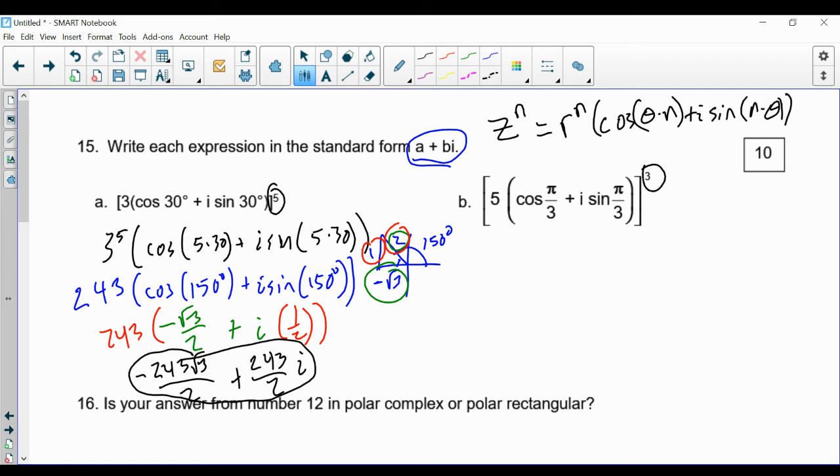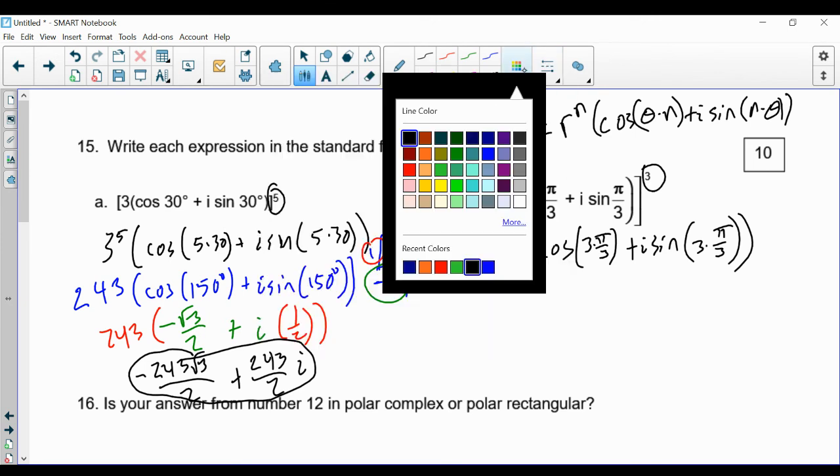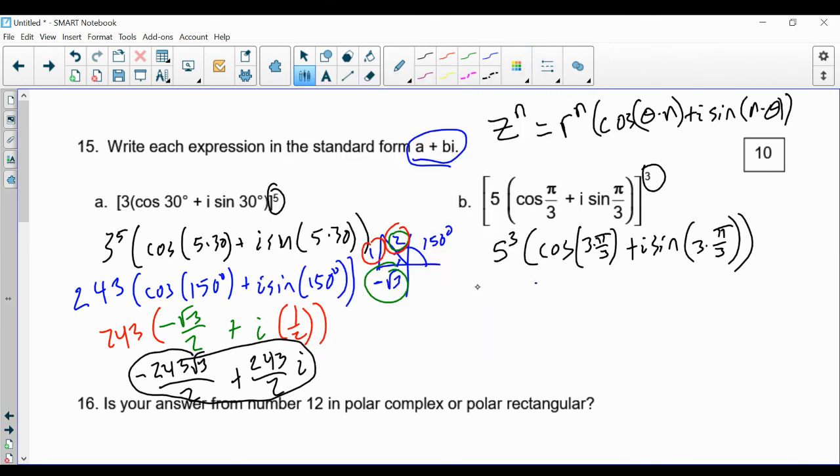Okay. And then let's go ahead and do part B. Same formula, same thing, same process. So it's r to the 3rd, and then cosine of 3 times pi over 3, right? Plus i sine of the same thing. All right, so then we evaluate a little bit. So we get 125, cosine of pi plus i sine of pi.